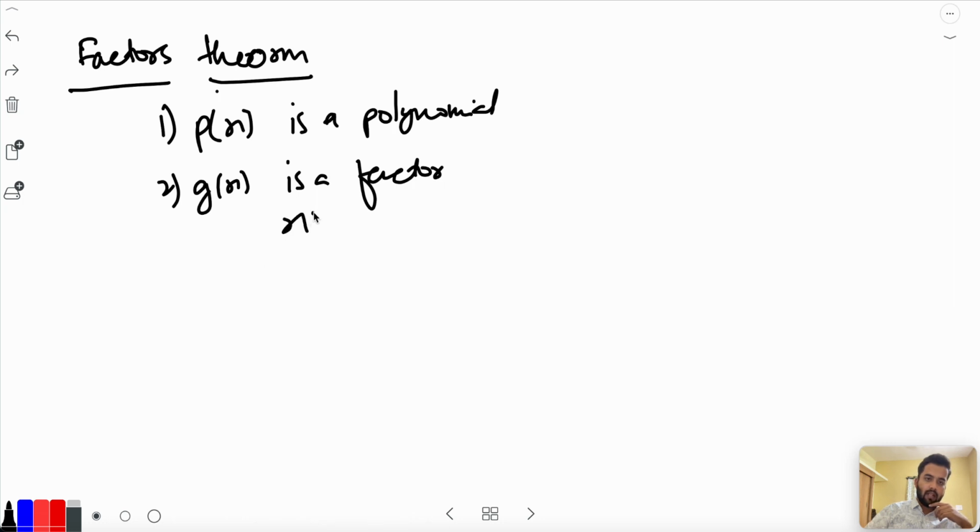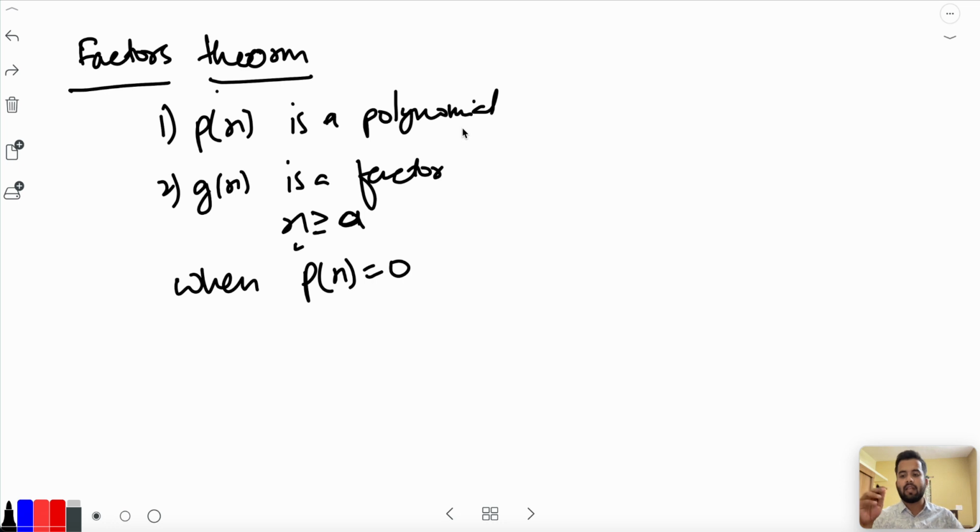Okay, and where x should be equal to or greater than a, we will take any value. Okay, and x should be greater than that one. When p(x) is equal to 0, see, just now we studied that if p(x) is equal to 0, you are getting the zeros of the polynomial, right?